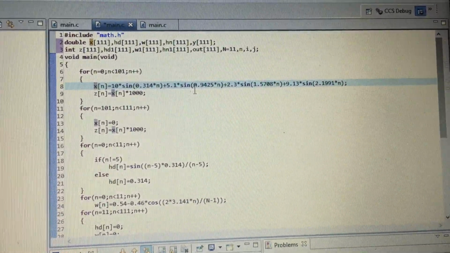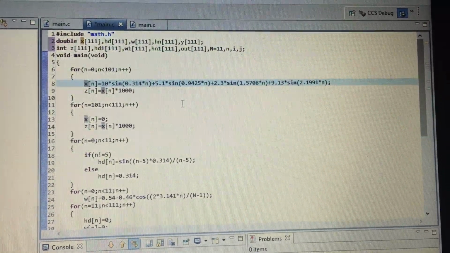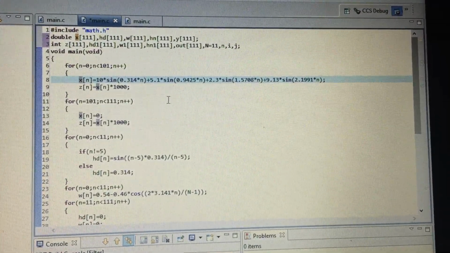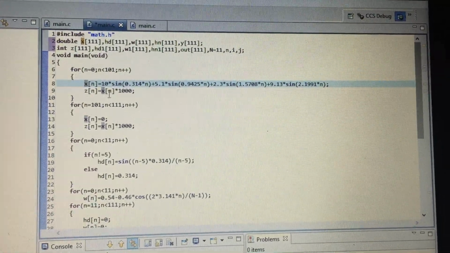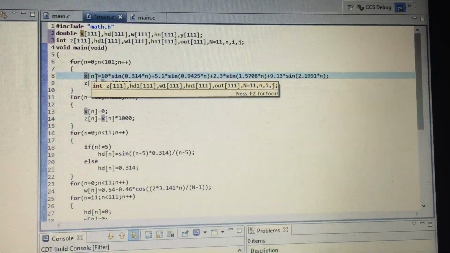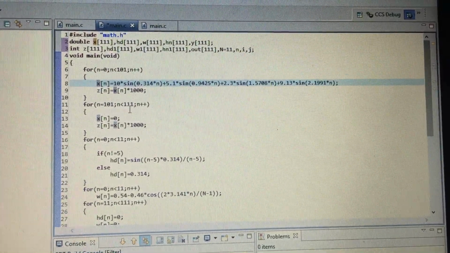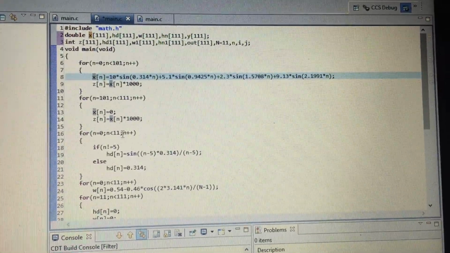So the total number of output samples will be 101 plus 11 minus 1, that is 111. So we have to pad the zeros to the input signal for the remaining samples. That is done in this for loop. From 101 to 111 we are padding the zeros to the input signal.